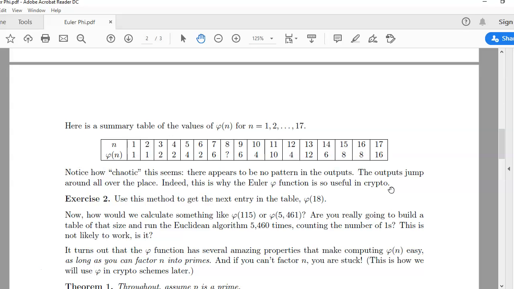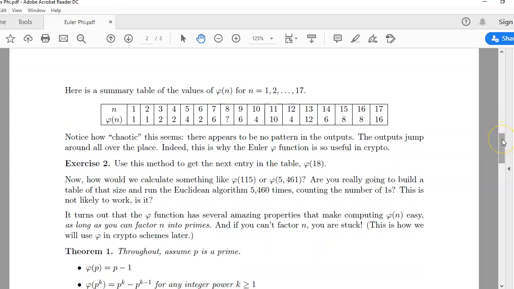Okay? So for the second exercise, I want you to do the tabular method just to get the next entry in the table that I didn't do for you, which is what is phi of 18. Just to give yourself one more entry in the table. Just do the GCD method there.